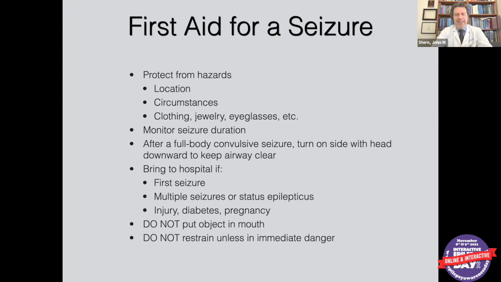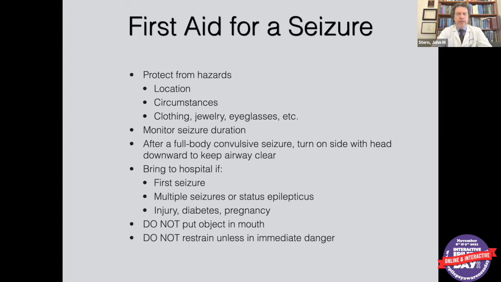This is my last slide, I forgot, which is maybe the most important, and to level set everyone's understanding of first aid for a seizure. What's important at the beginning is to remember that seizures usually end within a couple of minutes. I said this at the beginning of the talk. And so in a couple of minutes, it's very hard to do anything other than protect the person from injury.